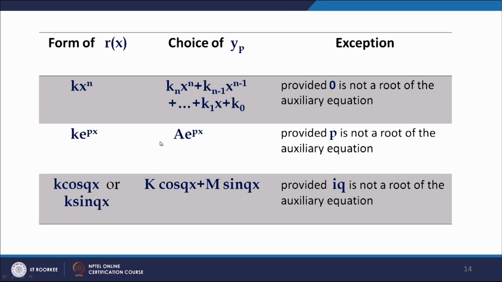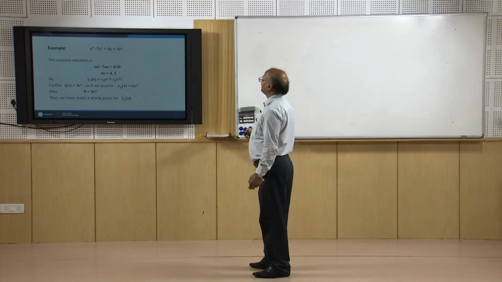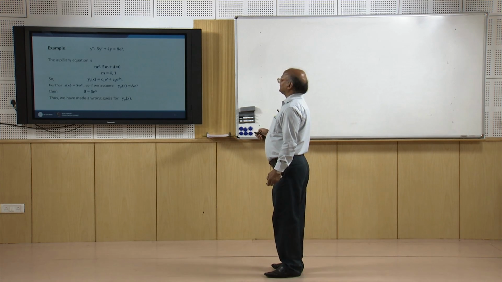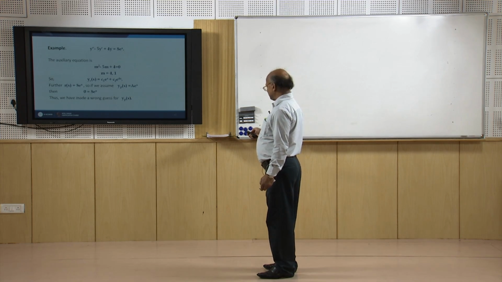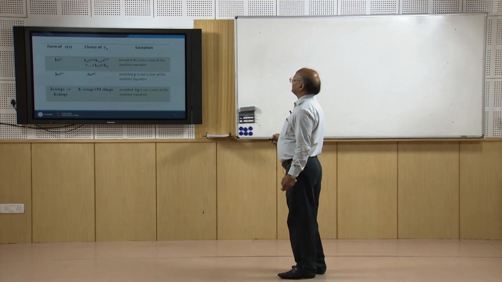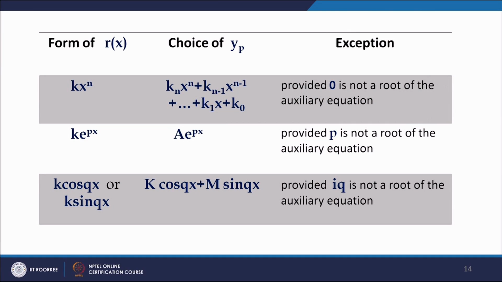Now in the next slide, when Rx is k e to the power px, then we shall choose yp(x) to be a e to the power px provided p is not a root of the auxiliary equation. Like in the previous example we have seen that m equal to 1 was the root of the auxiliary equation. So the choice of a times e to the power x was not a correct choice. So this is an exceptional case. So when p is not a root of the auxiliary equation, we will make a choice of yp(x) as a e to the power px.